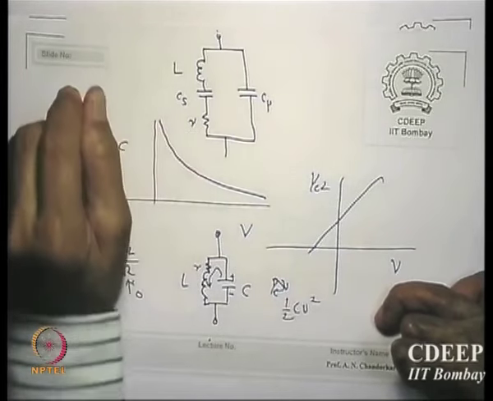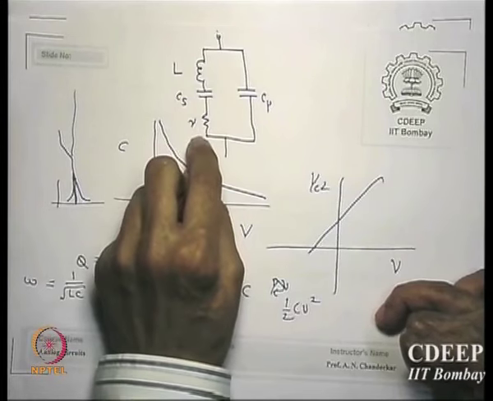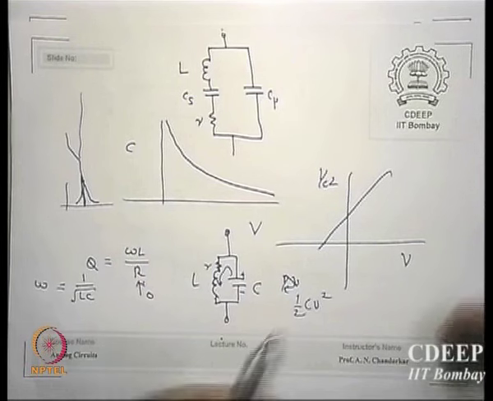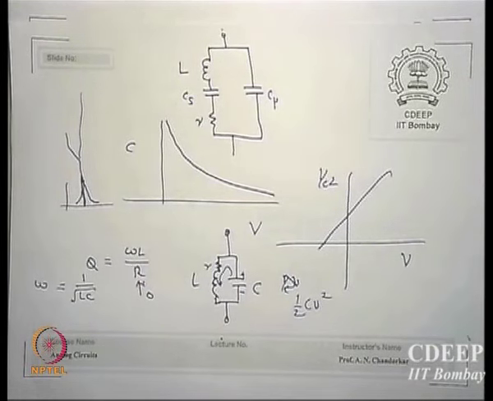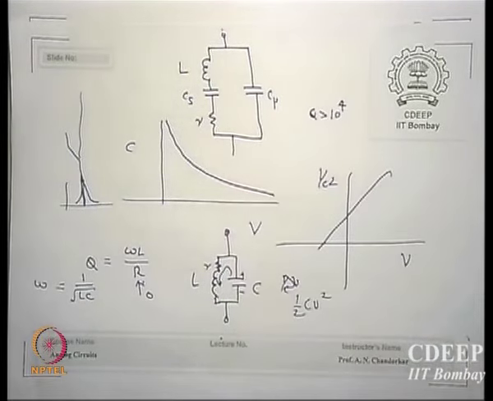So Q kab jyada hoga? Jab R jo hai 0 ke taraf. Typically crystals ke Q jo hai, anyway I'm showing you that value. Typical Q jo hai 10 to power 4 se jyada rehta hai actually. What does that mean? R is practically 0. Omega L by R is 10 to power 4, which means R is very very small or negligible.